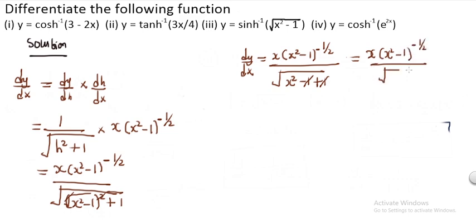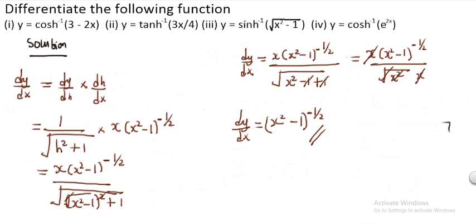Now at this point we have the square root of x² here, so the square root can cancel out the square. Then we have just x left, so this x can cancel out this x. And then we have dy/dx of all of this to be (x² − 1)^(−1/2). That's the derivative of sine inverse of √(x² − 1).